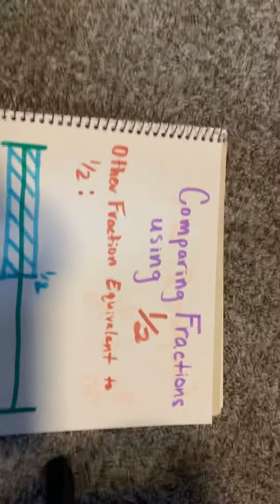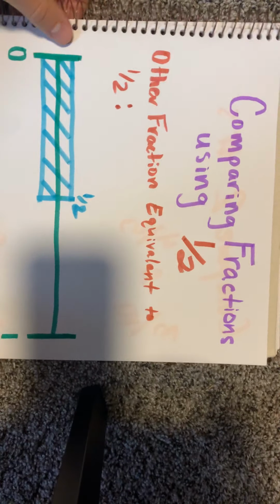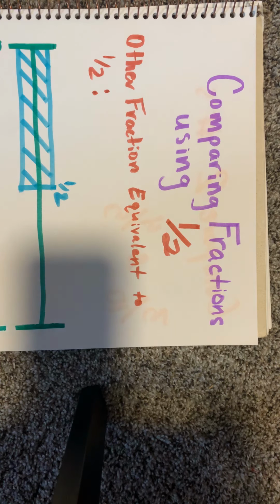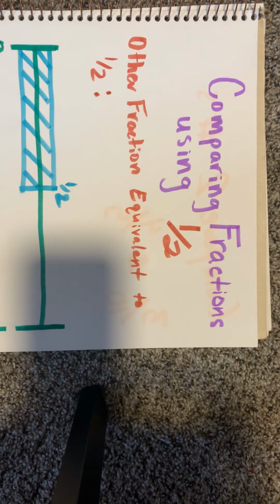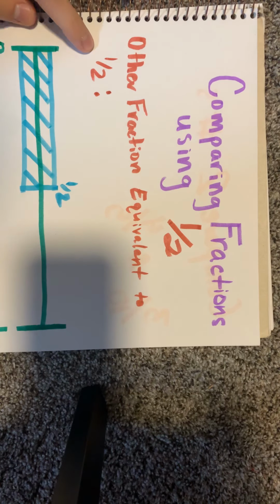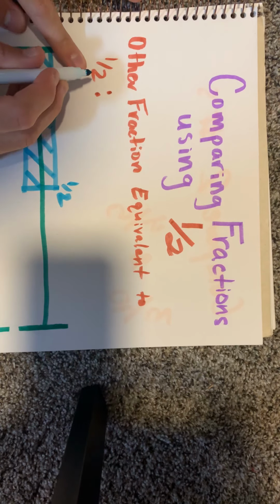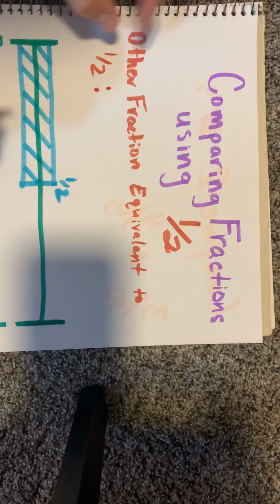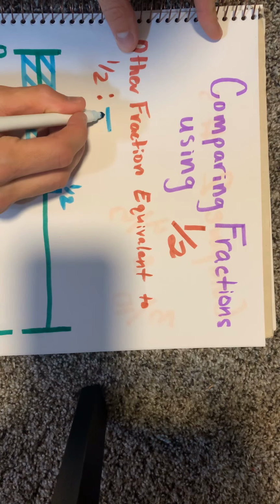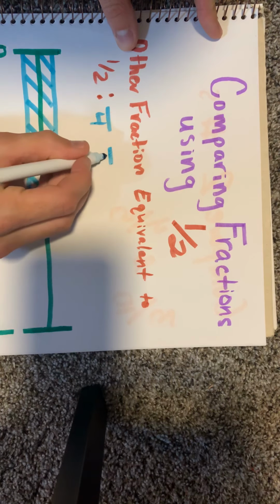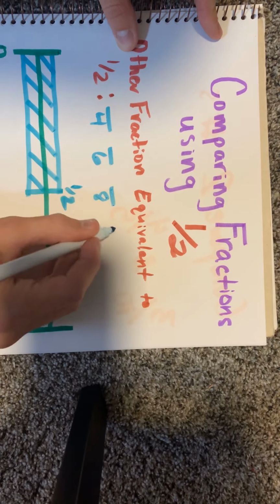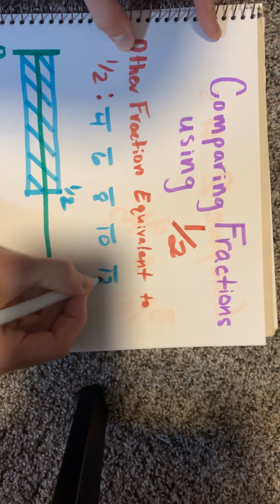Today we're going to be using a new method to compare fractions, and that is comparing fractions using 1/2. So what we're going to do right away is find some other fractions that are equivalent to 1/2. We talked about this the other day. We can find a bunch of other fractions by figuring out every even number here. So I'm going to start by making the denominators all the even numbers.